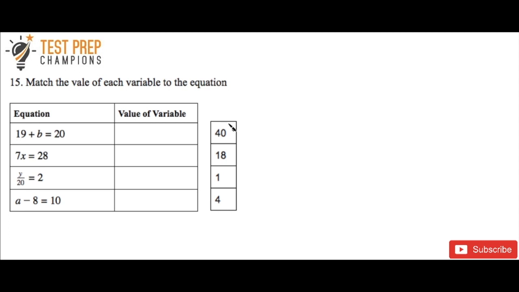Okay, hopefully you had a chance to try this out. I think the best way to do this is to just look at each of these equations and solve for the variable. Let's look at the first one here. Let me highlight it so you see which one I'm talking about. I'm talking about 19 plus b equals 20. Let me rewrite this up here. We've got 19 plus b equals 20.